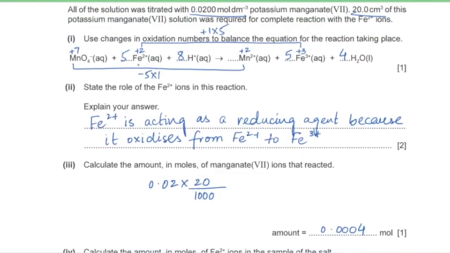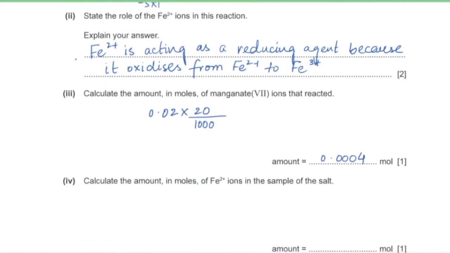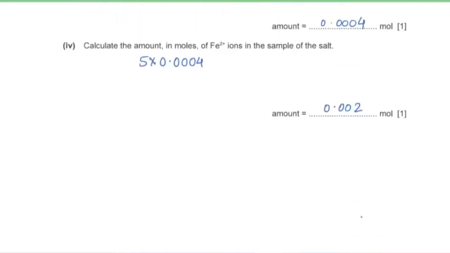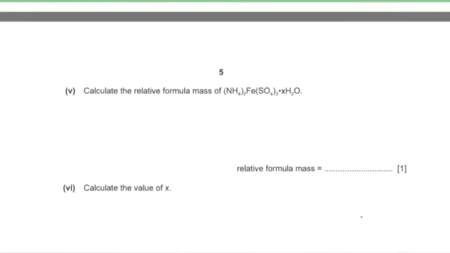Part 4, calculate the amount in moles of Fe2+ ions in the sample of the salt. So according to the equation, 5 moles of Fe2+ react with 1 mole of manganate ion. So 0.0004 moles of MnO4 minus from the previous part would need 5 times 0.0004 moles. And we will have 0.002 moles. And all of the Fe2+ had reacted with 20 centimeter cube of manganate ion. So none of them were remaining.